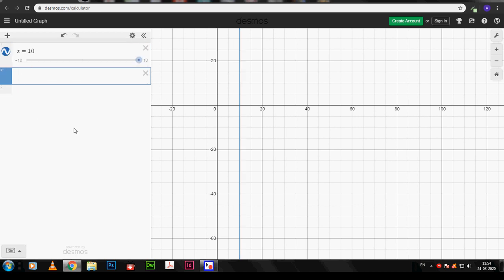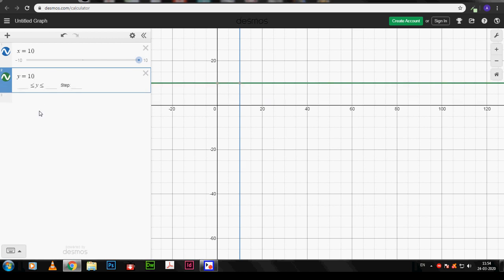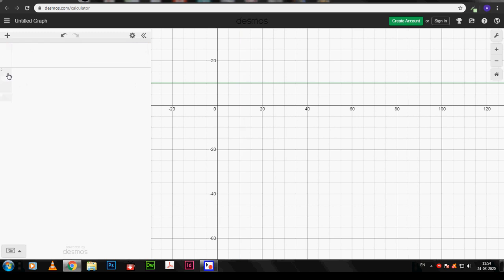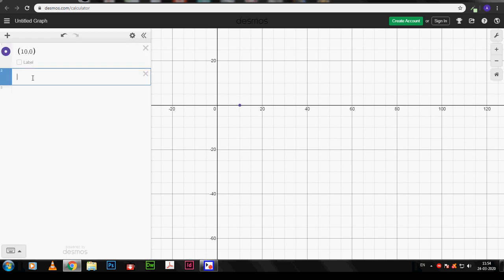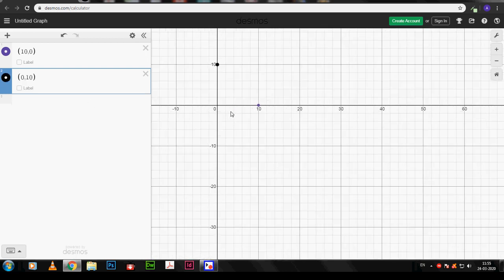And y equals to 10. I'm interested in these 2 points. Okay, let us show in another way. I will use 2 points here. 10 comma 0 is the point, and again I plot another point 0 comma 10, the second point, right?